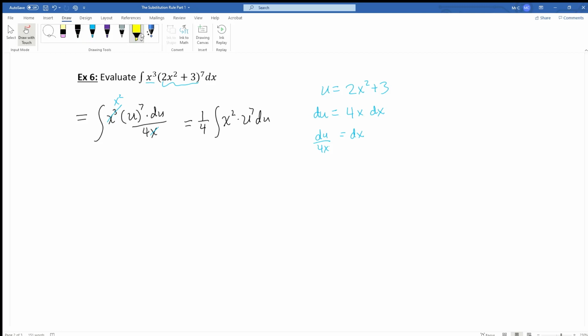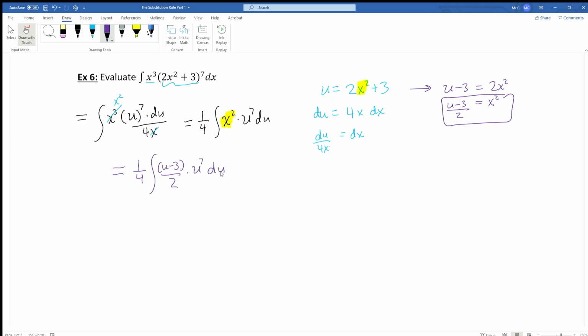But that's okay because, hey, I've got an x squared right here, so I can actually just solve for x squared from my u substitution. It gives me u minus 3 equals 2x squared, and therefore x squared is u minus 3 over 2. And now I can plug that in place of my x squared. And now we're almost there.